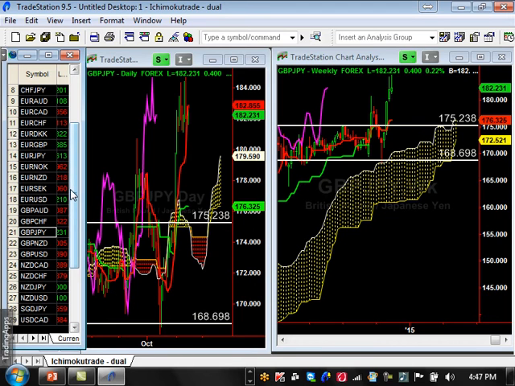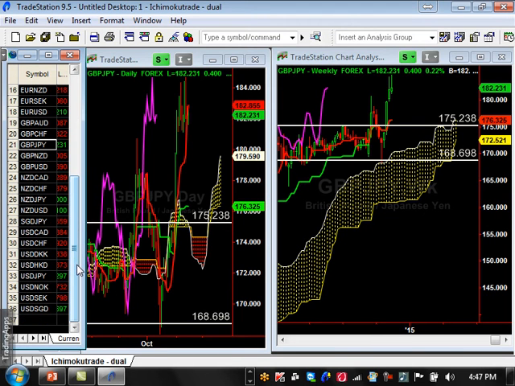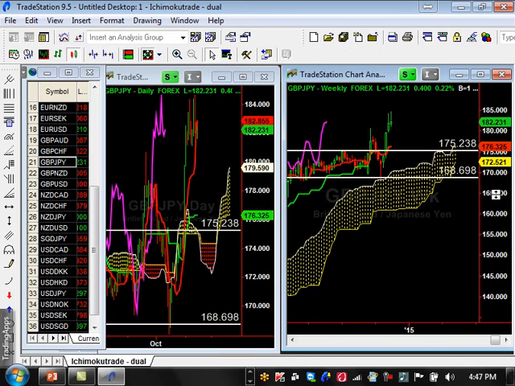Pound yen, of course, you could see is basically bullish. Broke the resistance at 180 and still going higher. Support on this guy right now is 175.23.